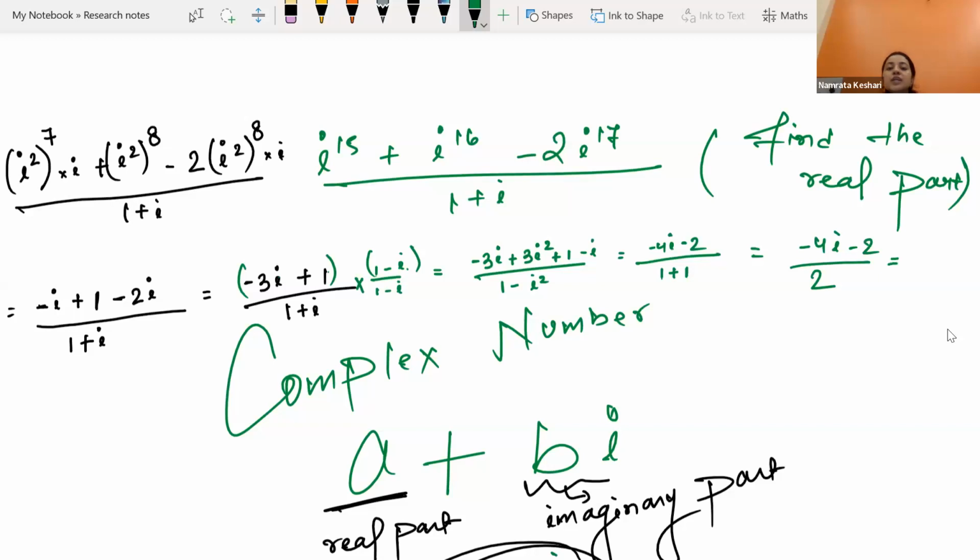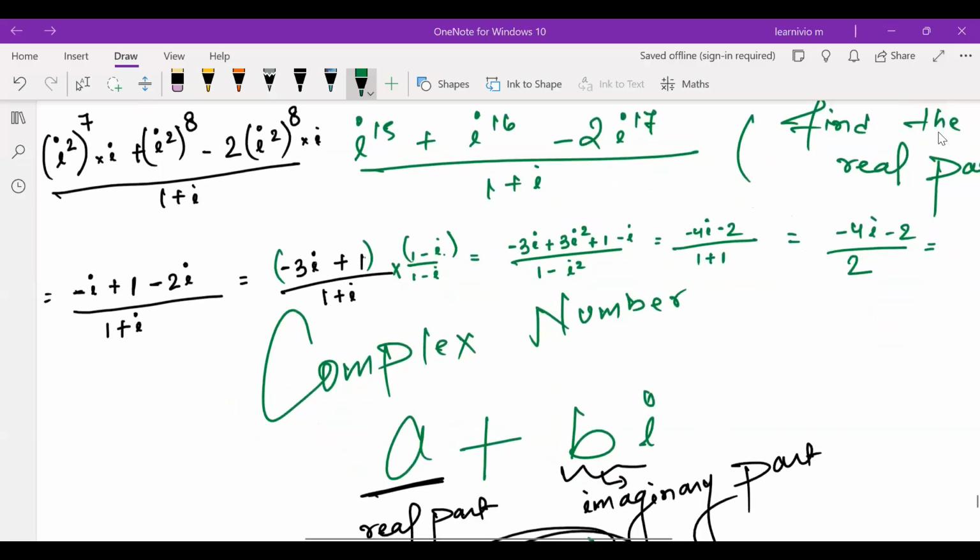You can see 2 we can take out common from the numerator's part. If we take 2 common and cancel it with the denominator too, we will be left with minus 2i minus 1. We know that the complex number we are having over here can be written in the form of a plus ib, where a is minus 1 and ib is this. This is how we will write it.